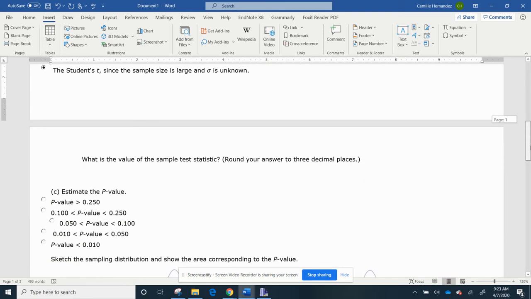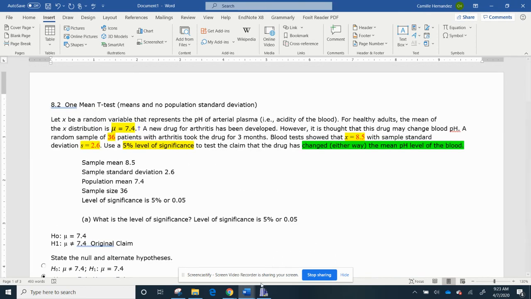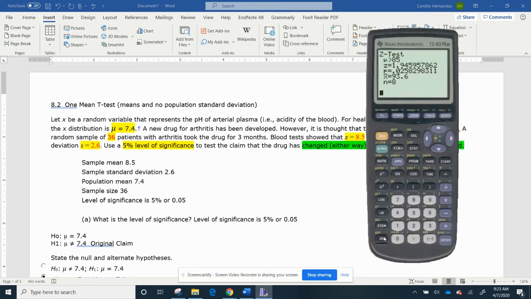What's the value of the test statistic? I'm going to go back up to the top and bring out my calculator. Turn it on. I'm going to go to stats, then test, and go down to t-test. I was given all the information. If I had to put the data in, it's like when you did t-interval and you put all the data in. I'm going to go to stats.